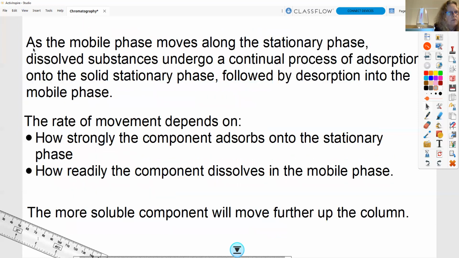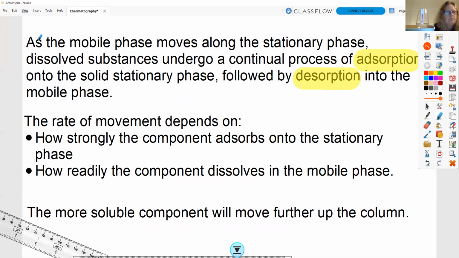Previous page. All right, so the mobile phase, that's the water, moves along the stationary phase. And the components of your substance will move faster or slower depending on how strongly they adhere to the paper and how readily they dissolve back into the water. So there's a few more words I'm going to highlight for you. Adsorption, desorption, those are good words, and the ones from the previous page as well.